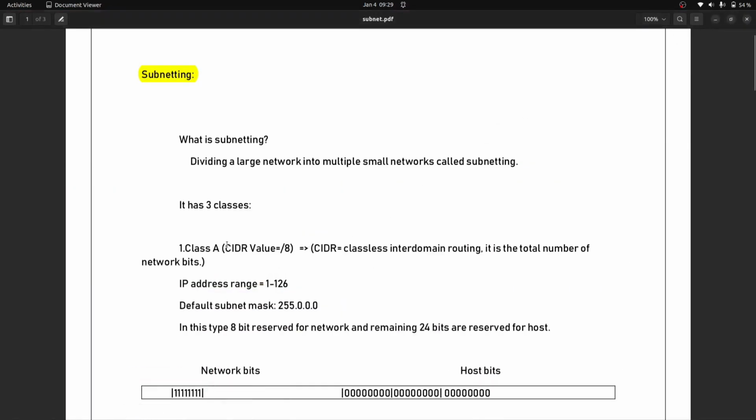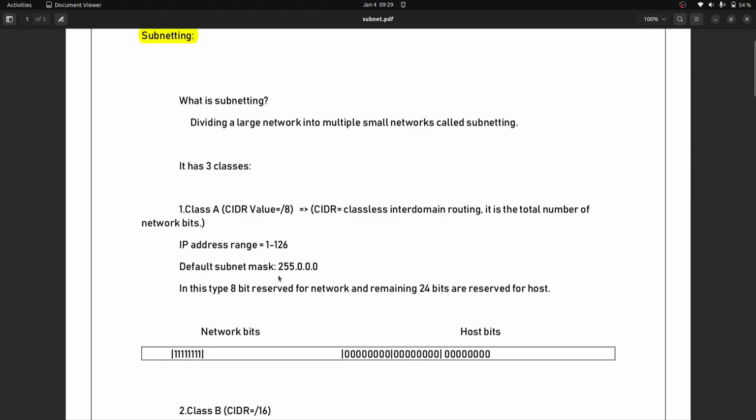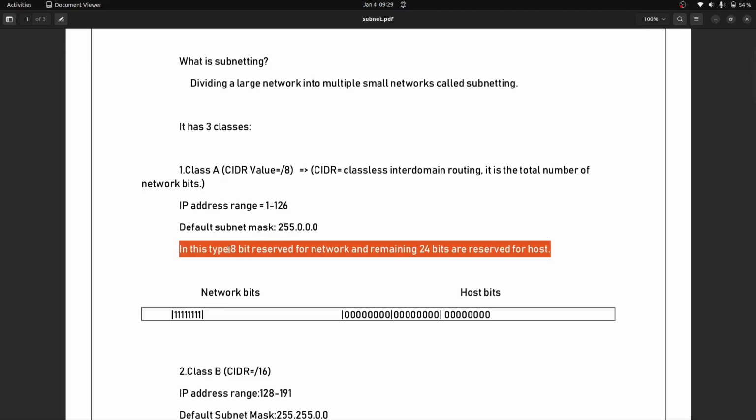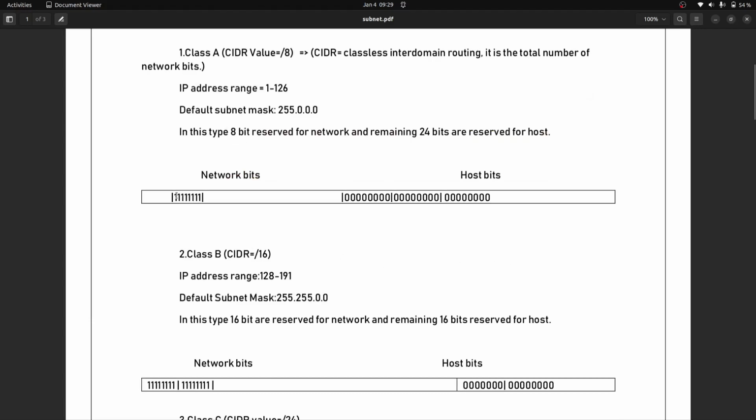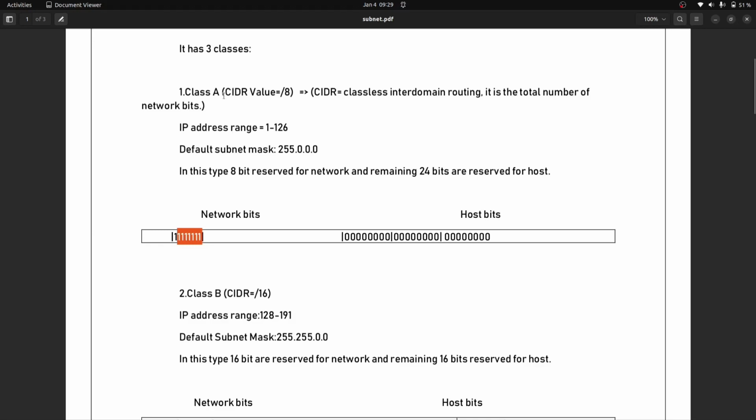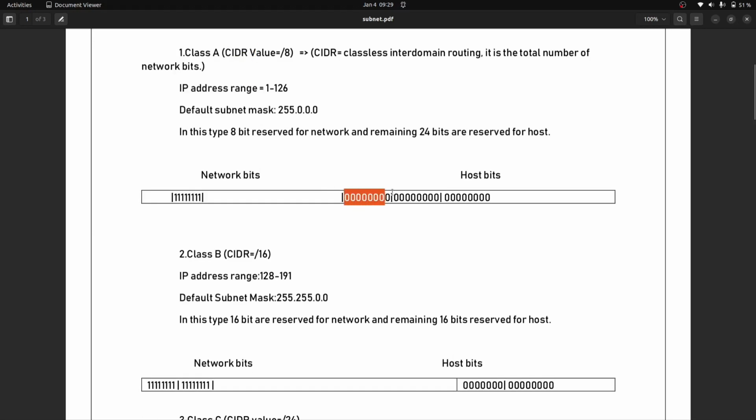In class A, the CIDR value is 8. CIDR value represents the total number of network bits and it stands for classless inter-domain routing. The IP address range is from 1 to 126 and it has the default subnet mask 255.0.0.0. As I said earlier, in this type 8 bits are reserved for network and the remaining 24 bits are reserved for host. As you see here, it has 4 blocks and the first block is reserved for network as mentioned in the CIDR value, and all the remaining is reserved for host.